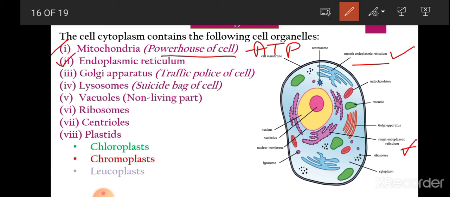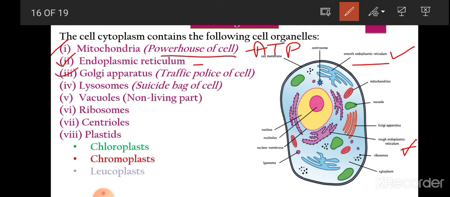Now what is the function? It is a network of membranes. It divides the cytoplasm into channels. You can see its structure, and it helps in the transport of substances within the cell. It is a very important cell organelle because it helps in the transport of substances. One very important thing about endoplasmic reticulum is that it gives support and shape to the cell. That is why it is also called the endoskeleton of the cell, because it gives support and shape to the cell.